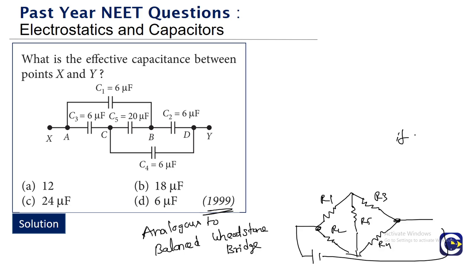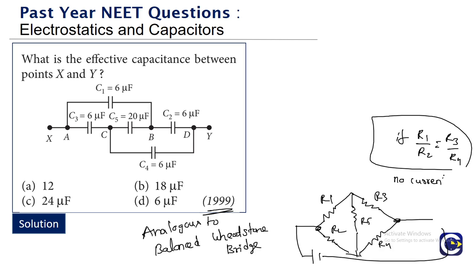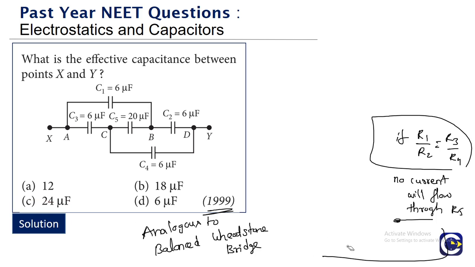If R1 by R2 is equal to R3 by R4, if that balancing is met, this ratio is satisfied, then no current will flow through R5, which means this R5, though it is physically present, is redundant because no current is going through that. So we will see that the circuit, though it looks complicated initially, can be simplified because of the balancing condition.